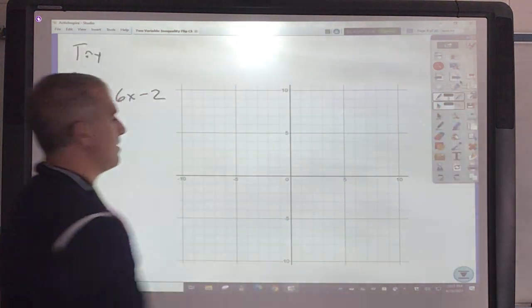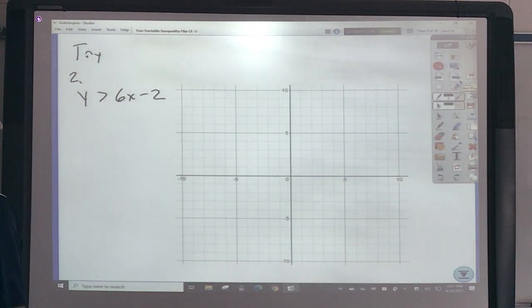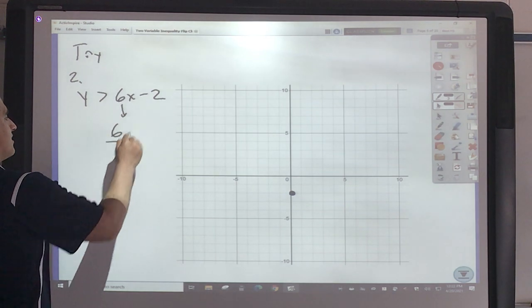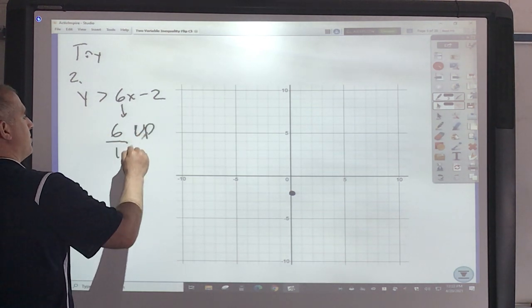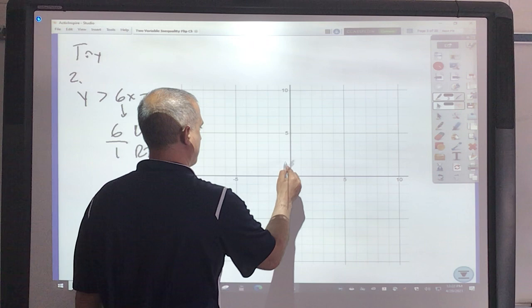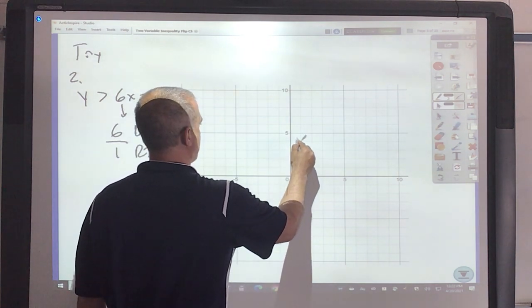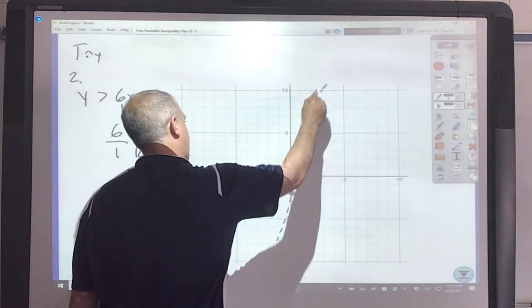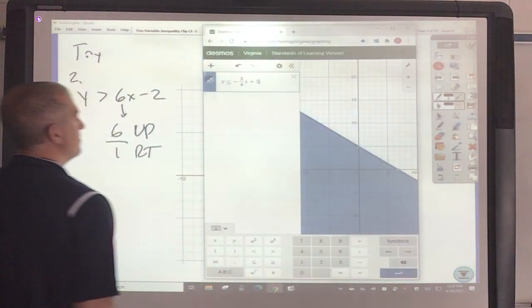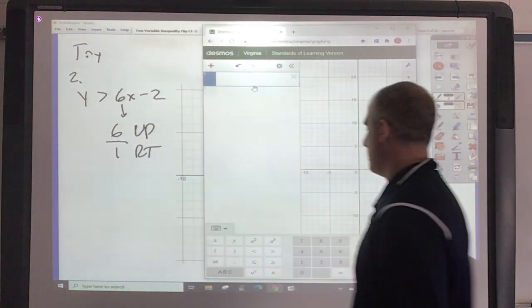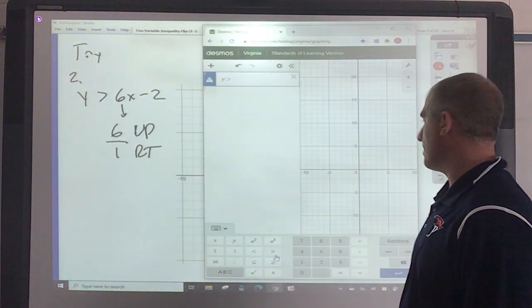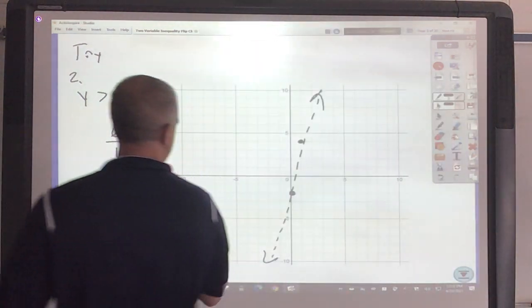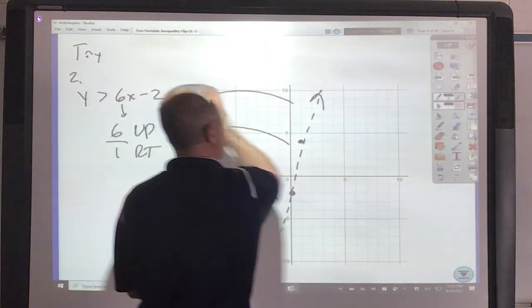Okay, all right, pause your video on this one, then go ahead and unpause. My y-intercept is -2. As a fraction, that's 6 over 1, so 6 up, 1 right. So 1, 2, 3, 4, 5, and 6, 1 right. Now, since it does not have the line underneath of it, I got a dashed line, all right? And then I'm just going y greater than 6x minus 2. And I can see the shading is on that side, okay?